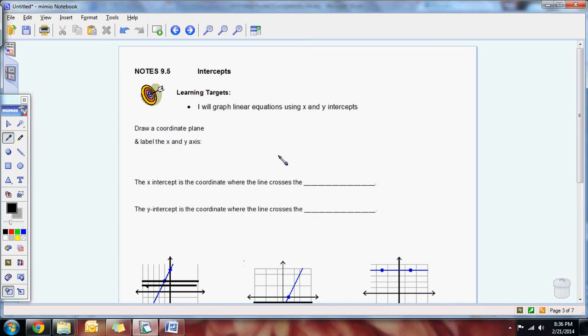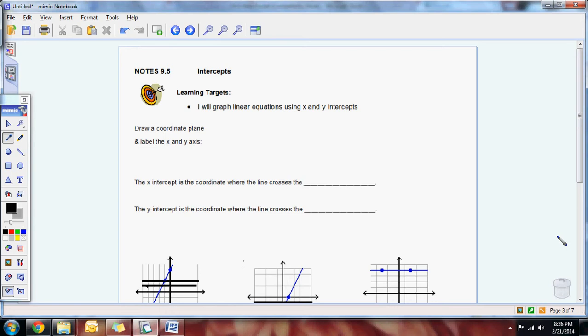So today we're going to talk about intercepts. And when I think of intercepts, I always think of interceptions in football. So if someone intercepts the football, then that means they're crossing in front of someone and stealing the ball. So an intercept in graphing is very similar because it's where something is going to cross the x and the y axis. So it's all about crossing.